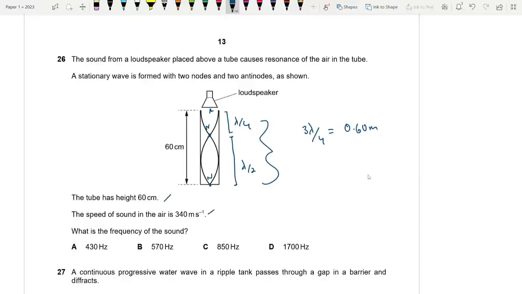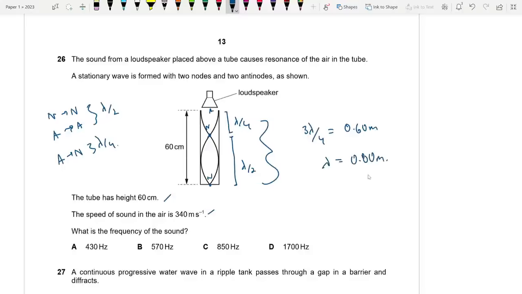So let's find out lambda: 0.60 times 4 divided by 3. The basic principle is node to node and antinode to antinode are all lambda by 2, and antinode to node or node to antinode is lambda by 4. So I just added them up to find this. So lambda is equal to 0.80 meters.